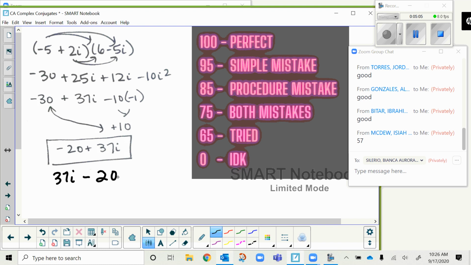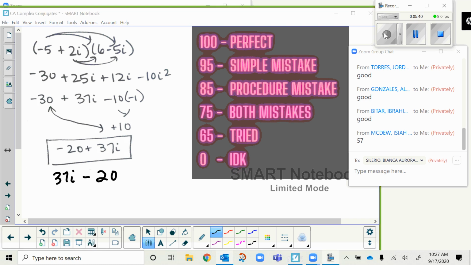But if you're in college, especially if you're entering an answer into a computer program and it's specifically asking you for the a plus bi form, which most textbooks would do, and so therefore some software might, it could count it wrong. It depends on how it's set up, so be careful. So I'm good with it. That's your short answer. Put 100 if you wrote 37i minus 20. But it's general procedure to write it the other way.